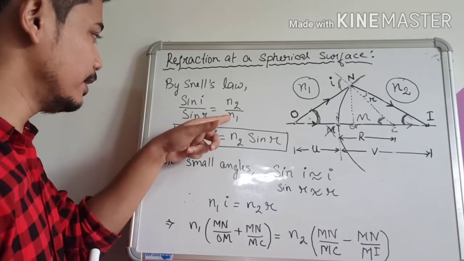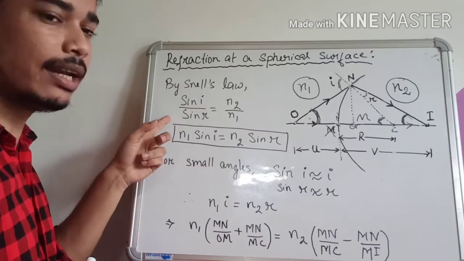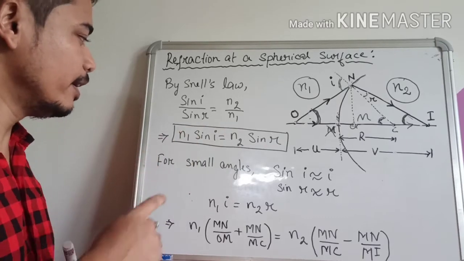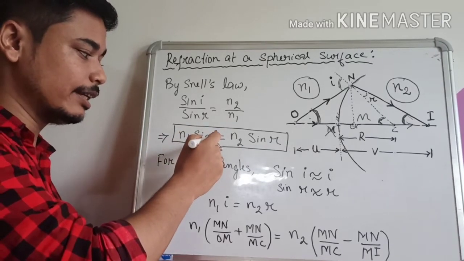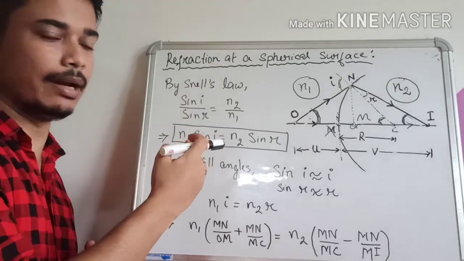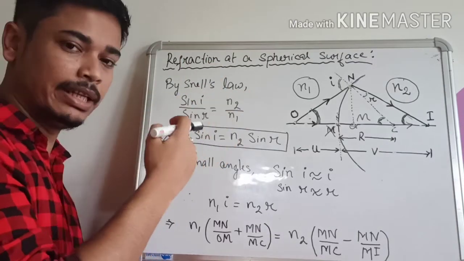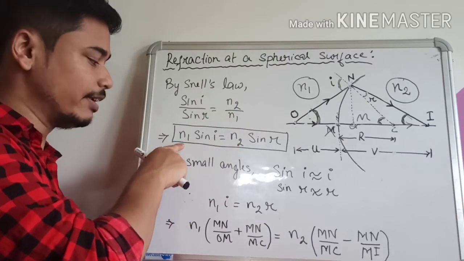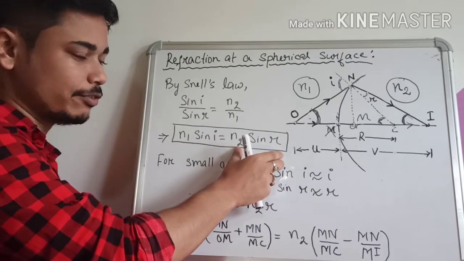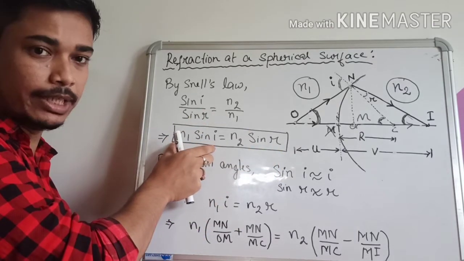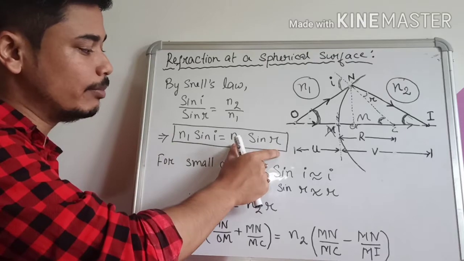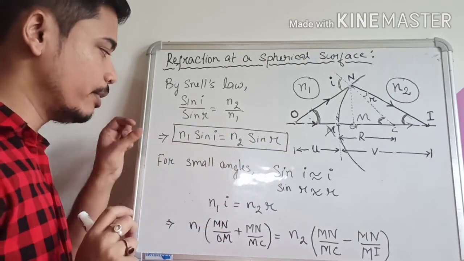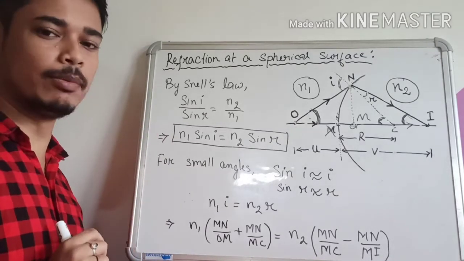Now if you cross multiply N1 with this and N2 with sin r, then we will have N1 sin I equal to N2 sin r. Remember here one thing, sin I is for the incident angle, so this is for the incident medium. In the medium in which the incident ray is traveling, we consider that refractive index to be N1, and this part is for refraction. So N1 sin I is for incidence, and N2 sin r is for refraction. This is a very important formula. You will require this formula in solving your numerical problems.